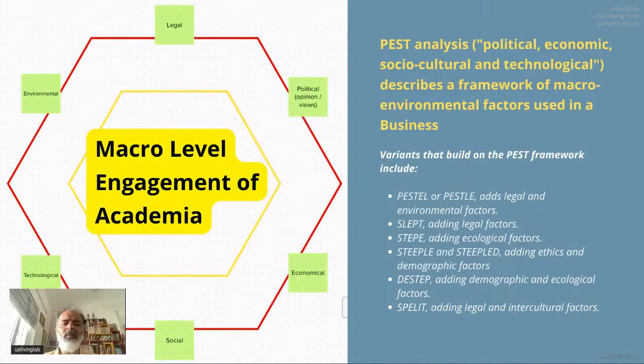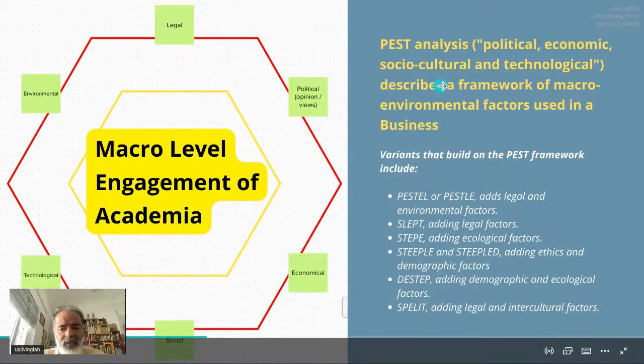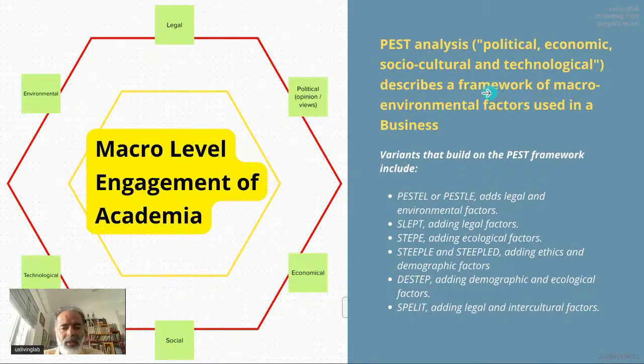What are the areas? First, I can talk about macro level engagement of academia. If you are a management person, you are familiar with this model. Macro level engagement contains the PESTLE I'm showing here. That is a derivative of PEST analysis. PEST analysis: political, economical, socio-cultural, and technological. These are the four aspects of PEST analysis. That's a macro level environment analysis in management.